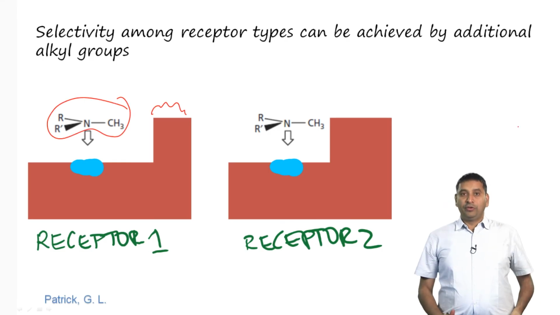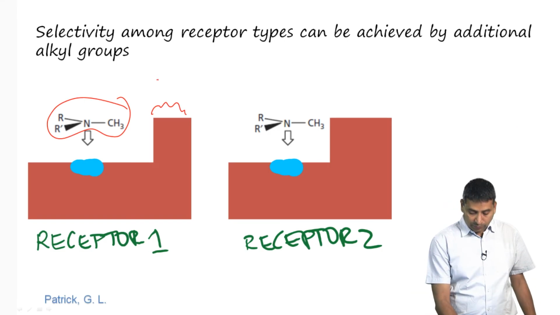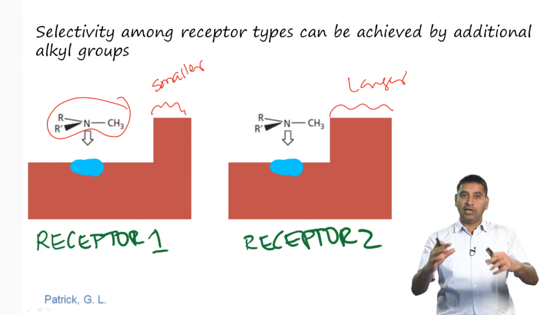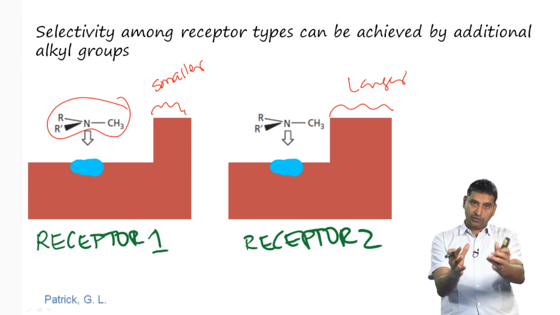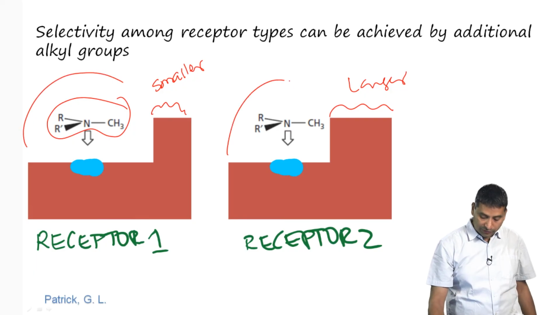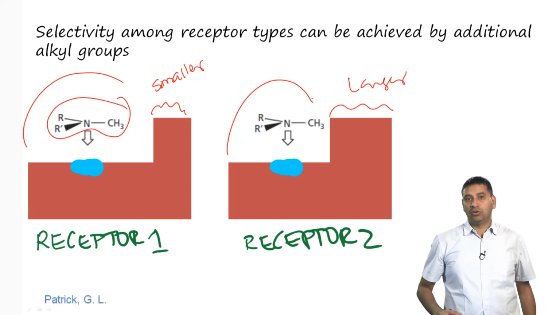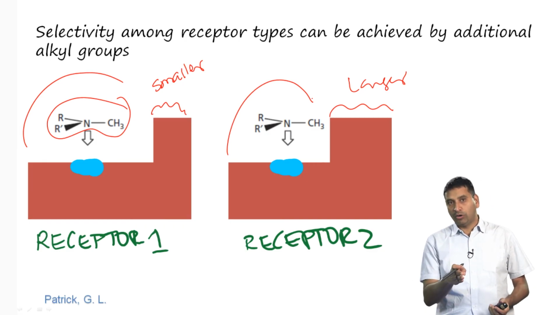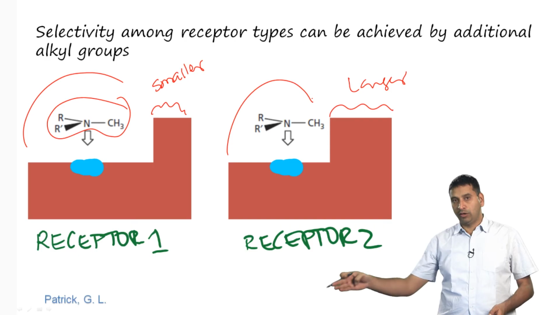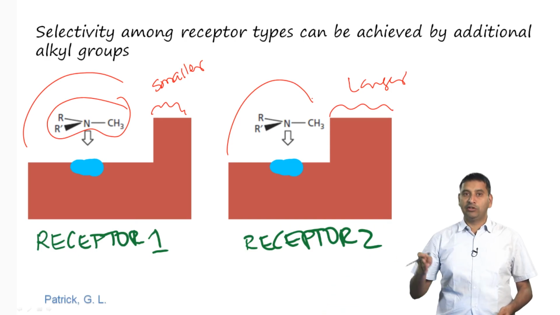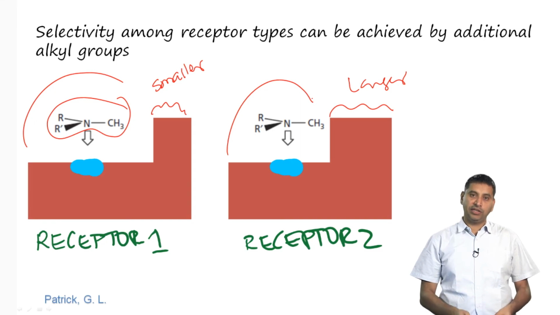Okay. So, if you see here, this is a smaller group and this is a larger group over here, and so the cavity size is going to be larger here compared to the cavity size here. Okay. So, if this is something that distinguishes the two receptors, then what we could do is to increase the number of alkyl groups. Let us say this methyl group can be converted to a longer chain, and it is possible that we can achieve selectivity.